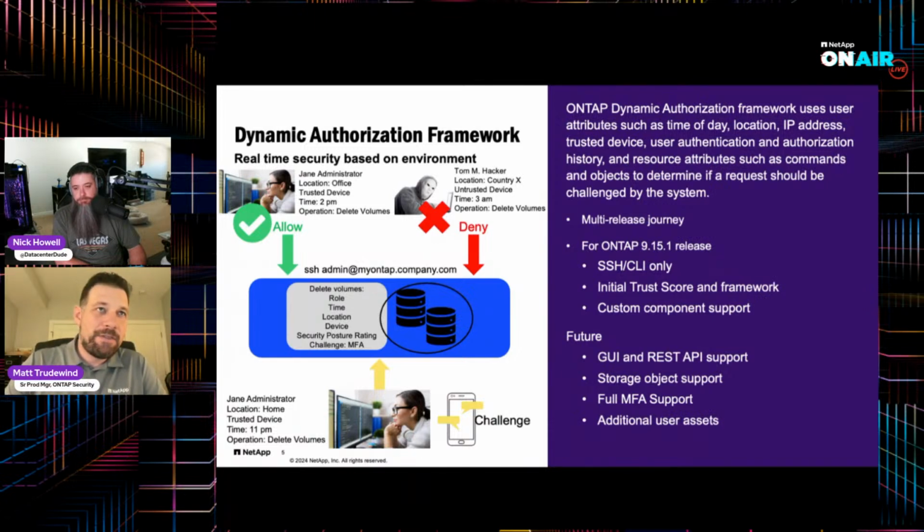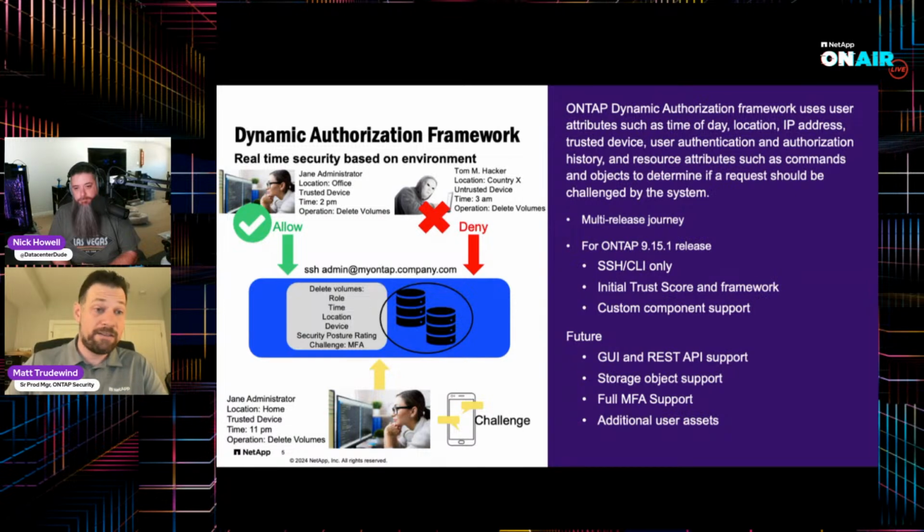You see we've got Jane up on the top left-hand side as an administrator. She has her location, what device she's using, what time of day, and what operation she's trying to do. So we're going to look at particular operations, right? In this case, it was delete a volume. We're going to look at her authentication history, authorization history, time of day, all the things. And if it checks out, then we're just going to allow the action, right? But let's say that her location changes, it's a weird time at night, and Jane's had maybe a couple of failed authentications.